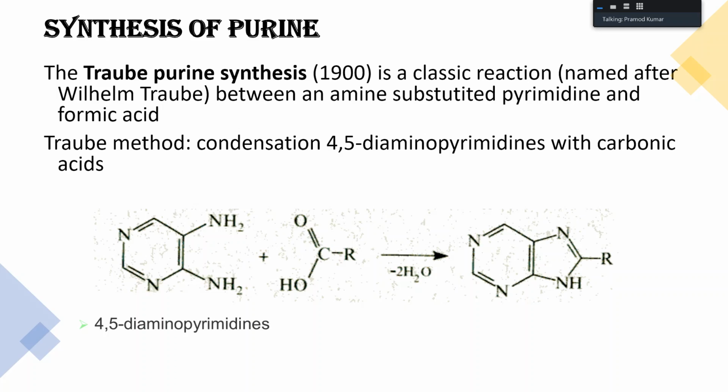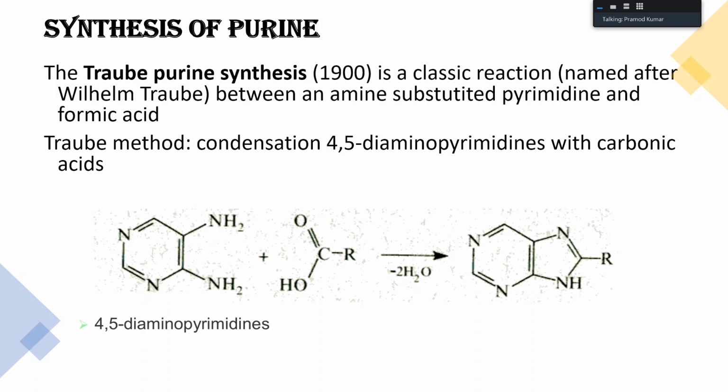So you take a 4,5-diamino pyrimidine. You condense it with any carboxylic acid. It will undergo condensation to give you your corresponding purine. You take, write it down, 4,5-diamino pyrimidine.